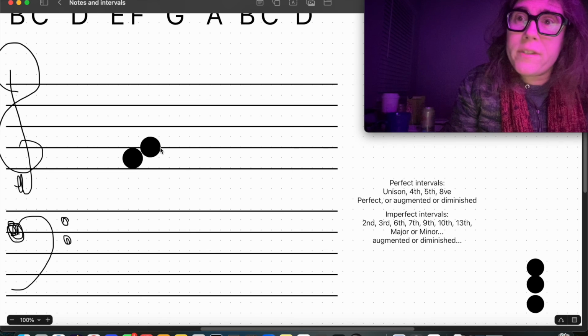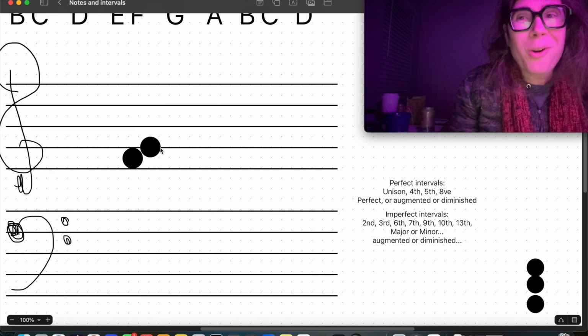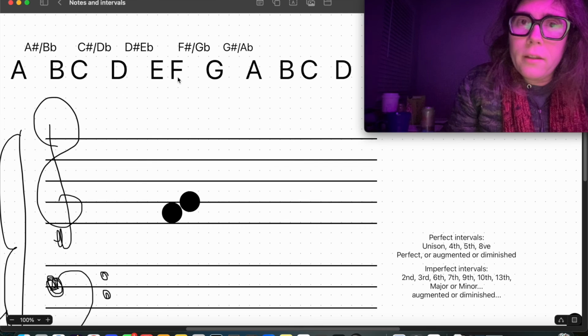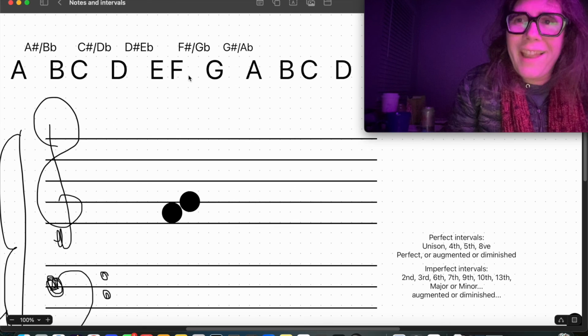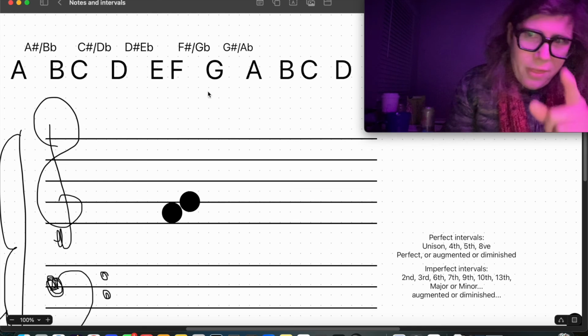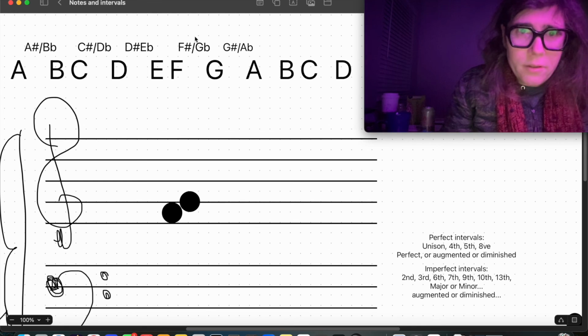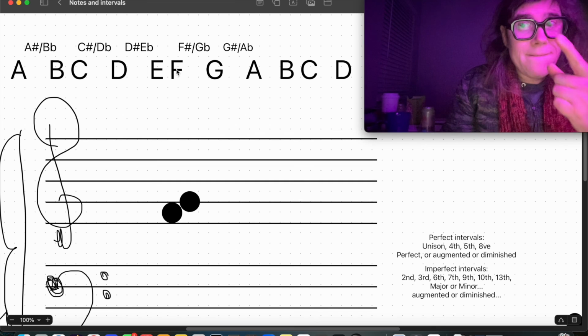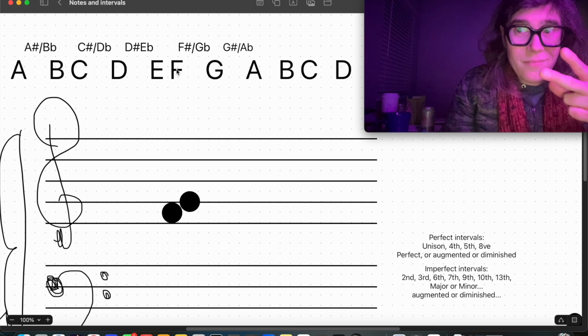Well, we have to count semitones. Let's go up here and take a look. F to G. Now, there is a half step up to F sharp and then to G. That is 2 semitones. That's F, F sharp, right?